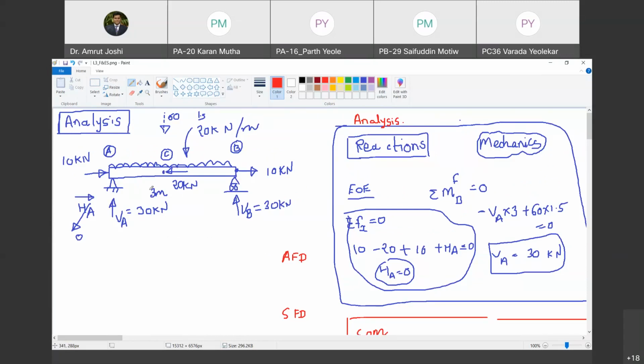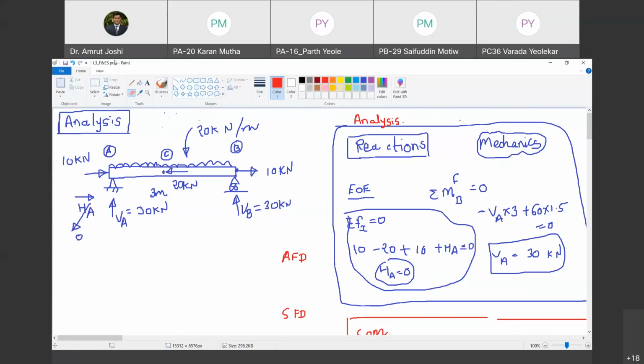So what am I going to do? First of all, I am going to look at the loadings which are in the direction of axis of this 1D member. If you look at this 20 kilonewton per meter load, it is not in the direction of axis of the member. So it is not axial load. So I am going to disregard this. To draw axial force diagram, I am not going to consider this 20 kilonewton per meter load because it is transverse to the axis. It is not along the axis. Are you with me?